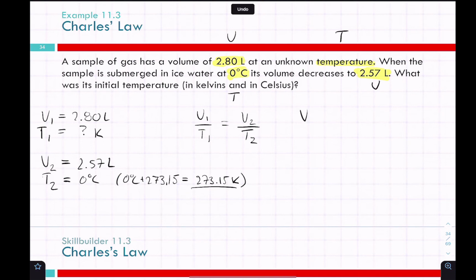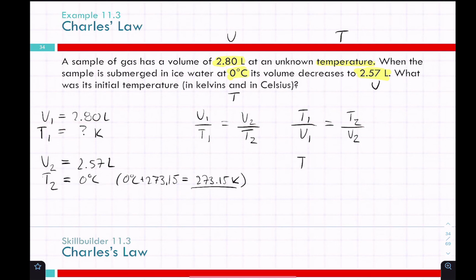Oh, but this actually does present a perfect opportunity. This equation can be used this way with volume on top and temperature on the bottom, or you can flip it upside down. So it could also be, and this is the same thing, T1 over V1 equals T2 over V2. The reason you would want to do that is if you're solving for temperature, you want temperature to be on top because it makes it a little bit easier to solve for. If you're solving for volume, you want volume on top because it's a little bit easier. So here we're solving for T1, so we'll flip this.